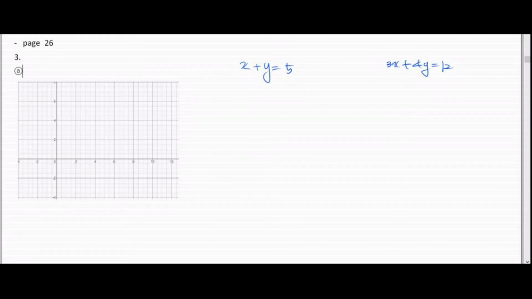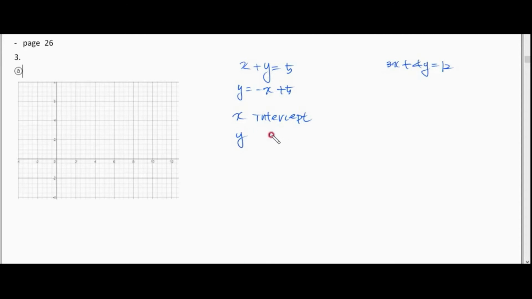This is question 3. In this question, we need to draw the graph and find the point of intersection of two graphs. So first, let's change to y equals negative x plus 5. And then, I'll find the x-intercept and y-intercept. X-intercept is when the y is 0, then x equals 5, so it's 5. And y-intercept is just a constant right here, so it's positive 5.